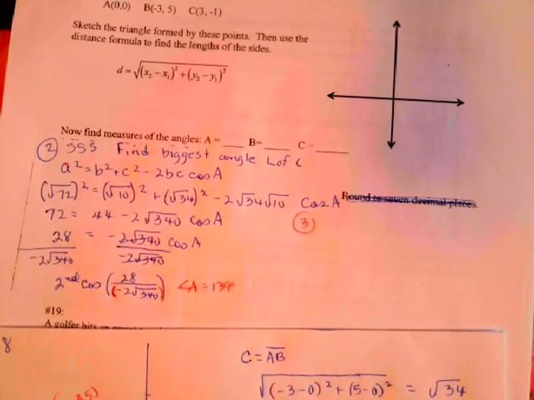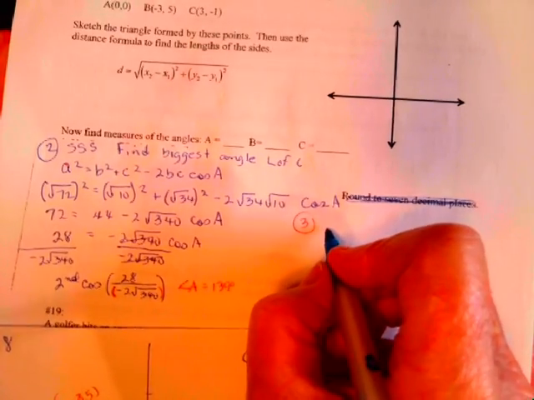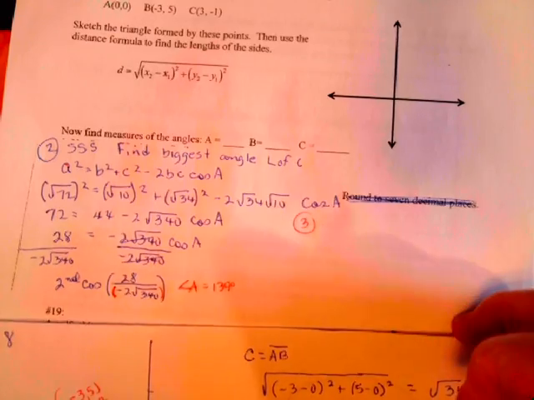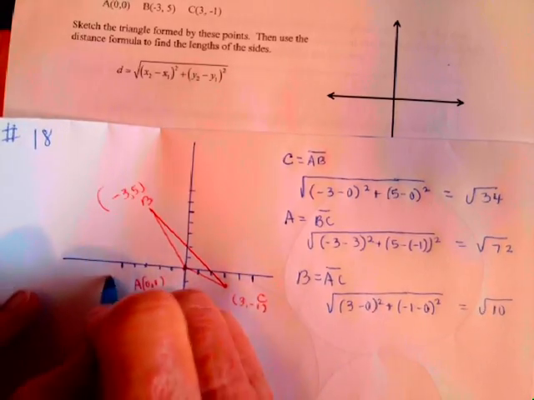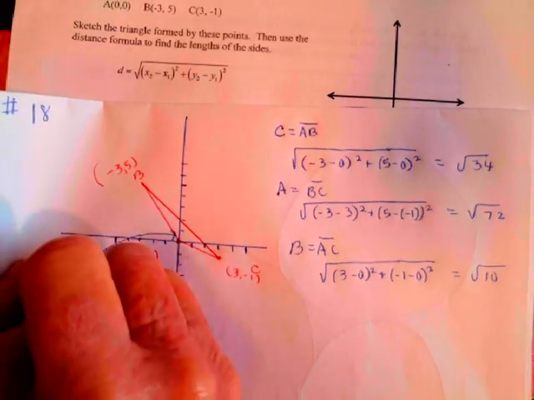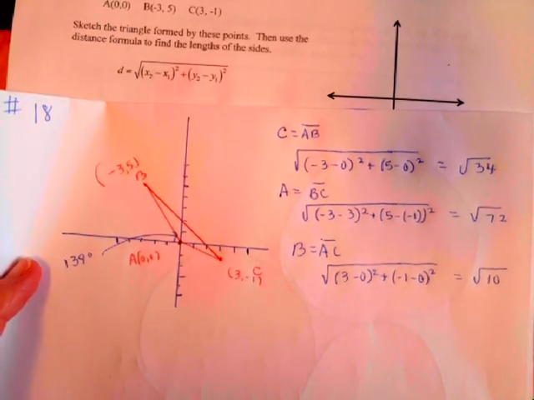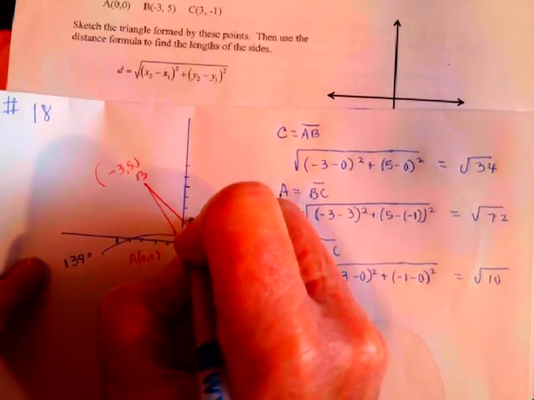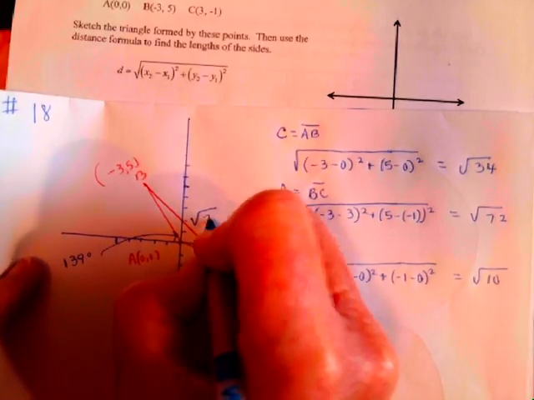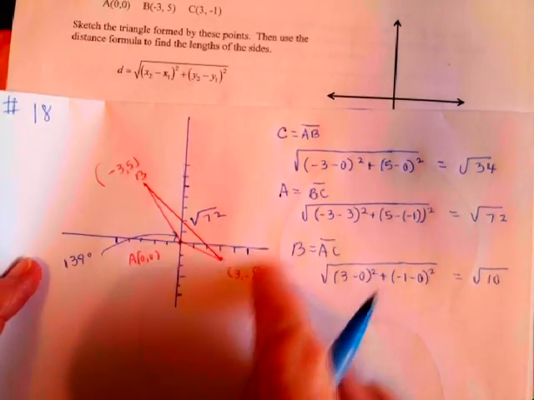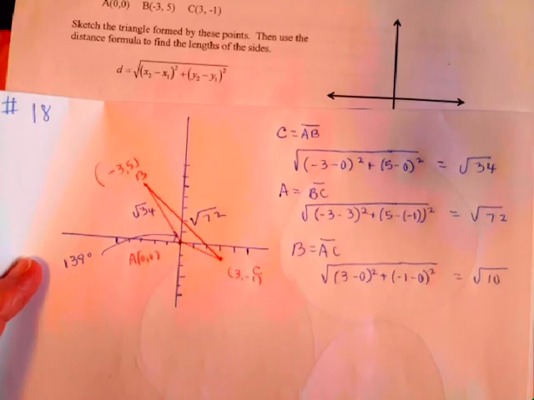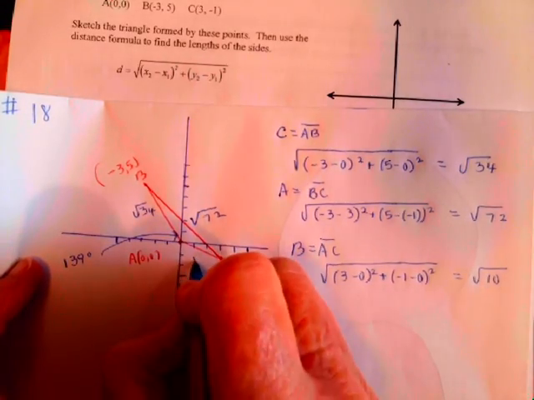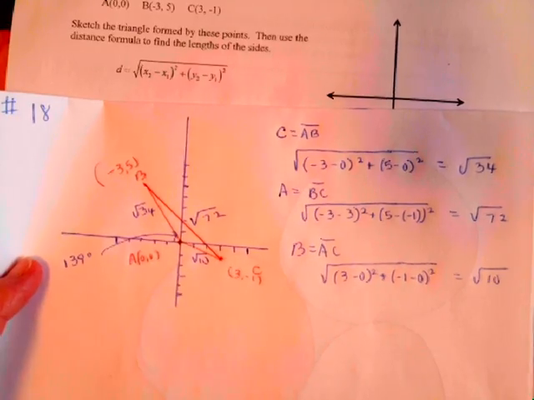Now we have to find angle C, and then we can finish this thing up. Since we know that angle A is 139 degrees, here's where we are. There's 139 degrees. We know that side A is the square root of 72. We know that side C is the square root of 34. And we know that side B is the square root of 10. This is the amount of information that we have so far.